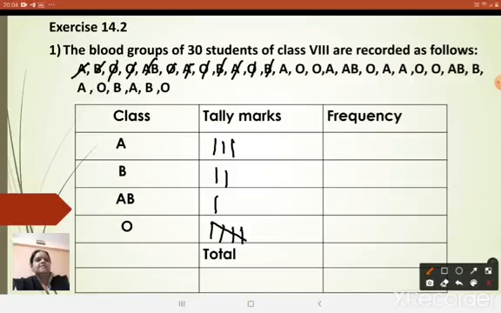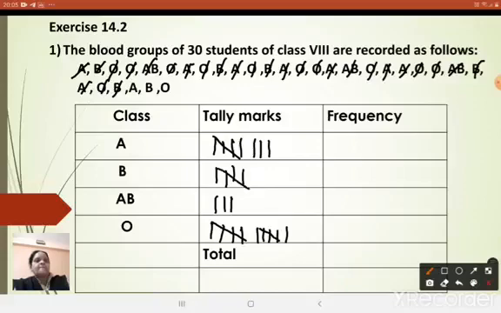The next is B, then A, again O, O, A, fifth line, AB, O, A, O, O. So again a fifth line, put a cross, AB, then B, A, O, B, A, B, and the last one is O.